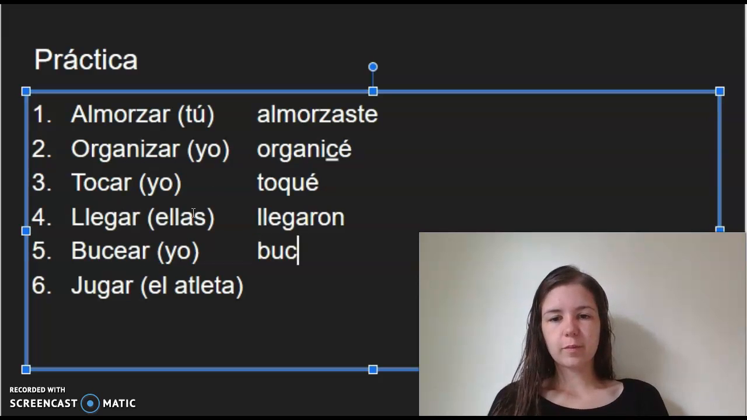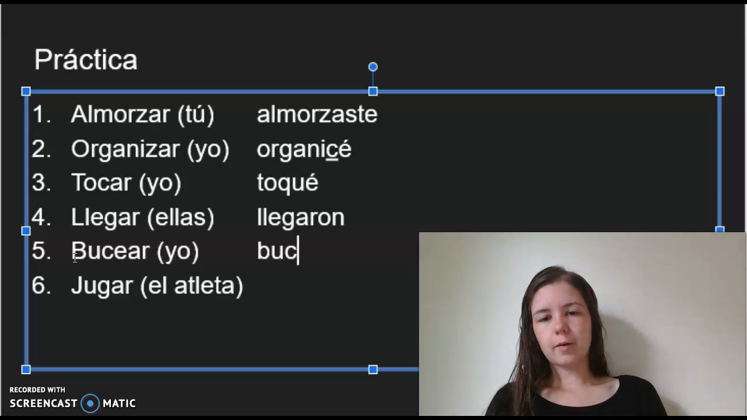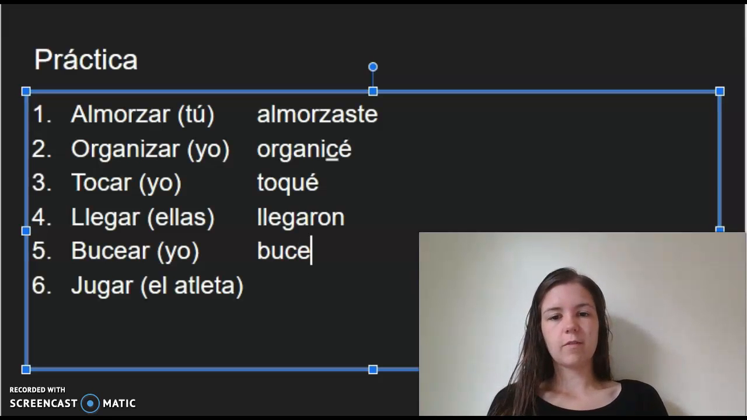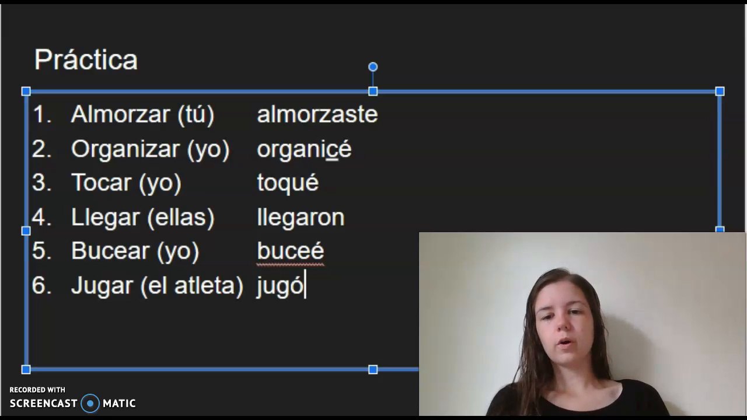Bucear. Note this means to scuba dive. This was a word you might have learned in Spanish 1. This is not a car verb because it goes C-E-A-R. So you have to be careful. Not all verbs are car, gar, zar verbs. So even though this is yo, it's still a normal one. And then jugar, talking about el atleta, it would be jugó, not a yo verb.